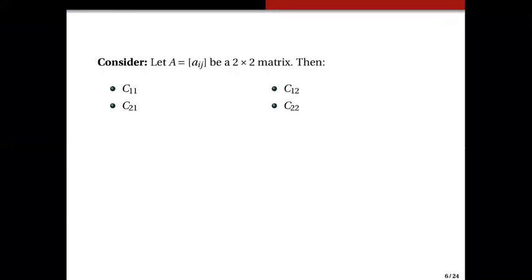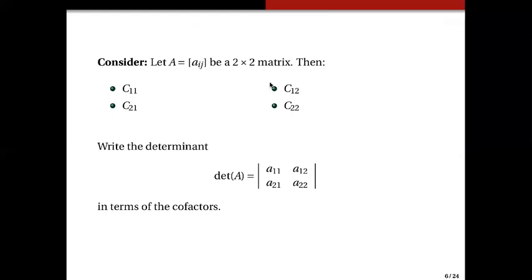Okay, so now let us go back to this 2 by 2 matrix. Let me expand this 2 by 2 matrix. So we have A11, A12, A21, and A22. This is the 2 by 2 matrix. We want to get C11, C21, C12, and C22, and of course, that will be easy to see.